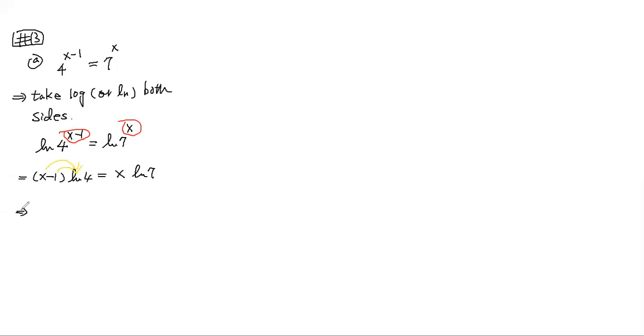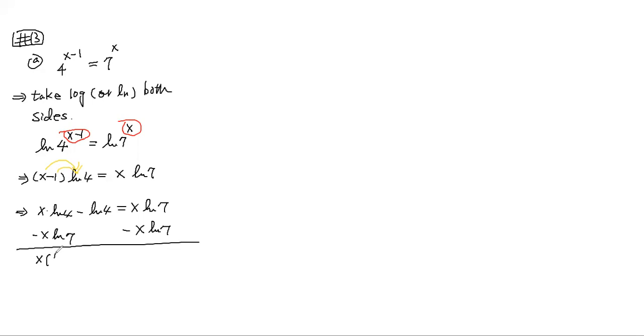So here, this will give you x natural log of 4 minus natural log of 4 is equal to x natural log of 7. Okay, so I can just do like what we did before. I subtract x natural log of 7 on both sides. So this side will be x times (natural log of 4 minus natural log of 7) minus natural log of 4 equal to 0, right?